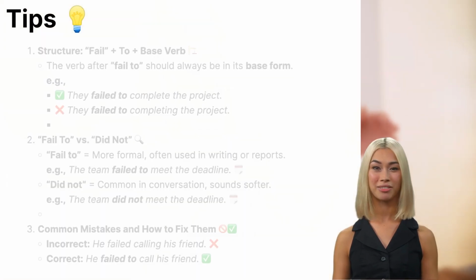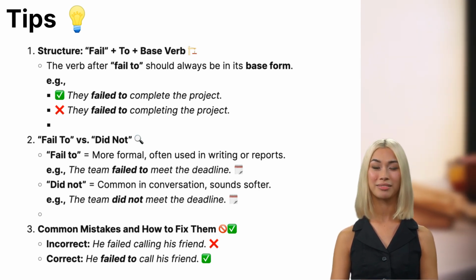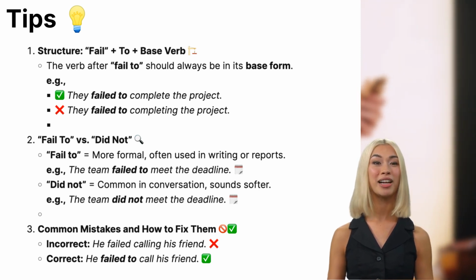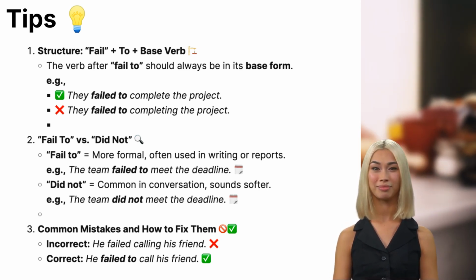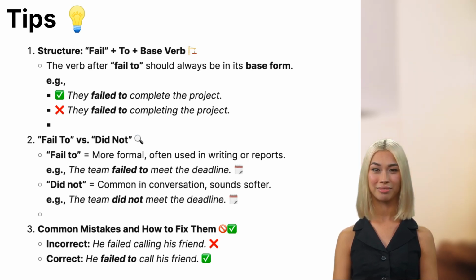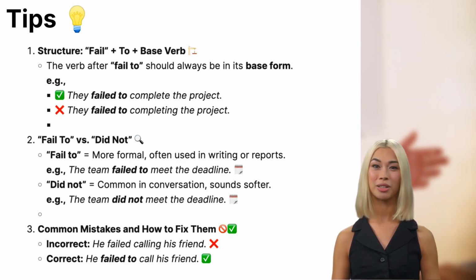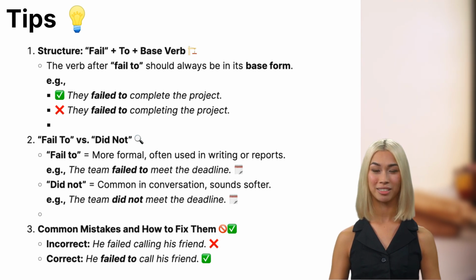Now that we've covered the different ways to use "fail to," let's go over some important tips to help you use it naturally and correctly in conversations. 1. Structure: fail to plus base verb. Always remember, after "fail to," the verb stays in its base form. Example: Correct: "They failed to complete the project." Incorrect: "They failed to completing the project." So no -ing forms here. Keep it simple: "fail to" plus the base verb.